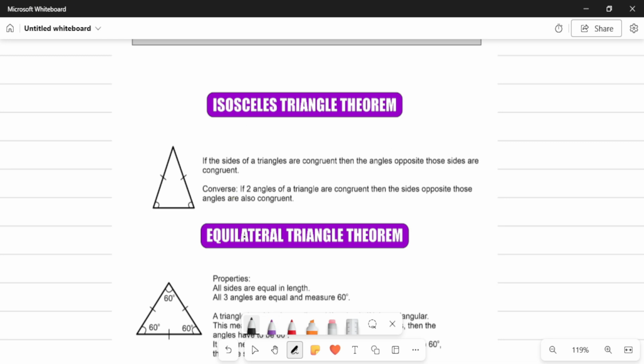Because the mathematicians proved it somehow. So now we can use the theorem. It has already been proven. So now we can use it when we're working with geometry problems.